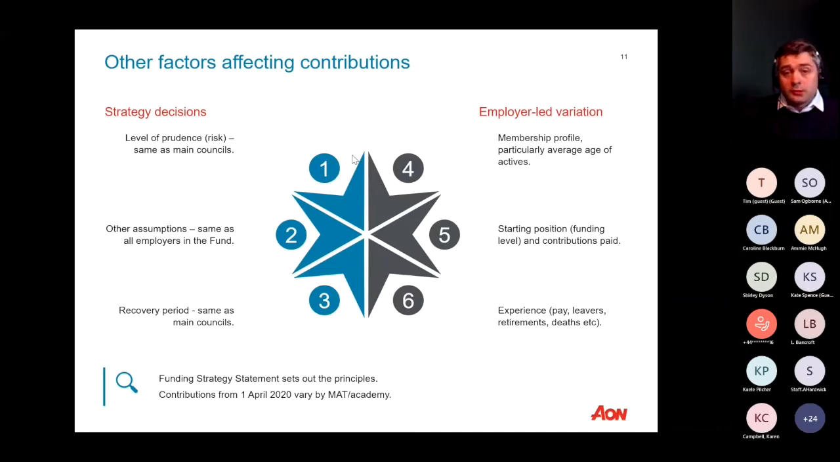It is due to these employer-led factors that the contributions set as part of the 2019 valuation varied by academy or multi-academy trust.